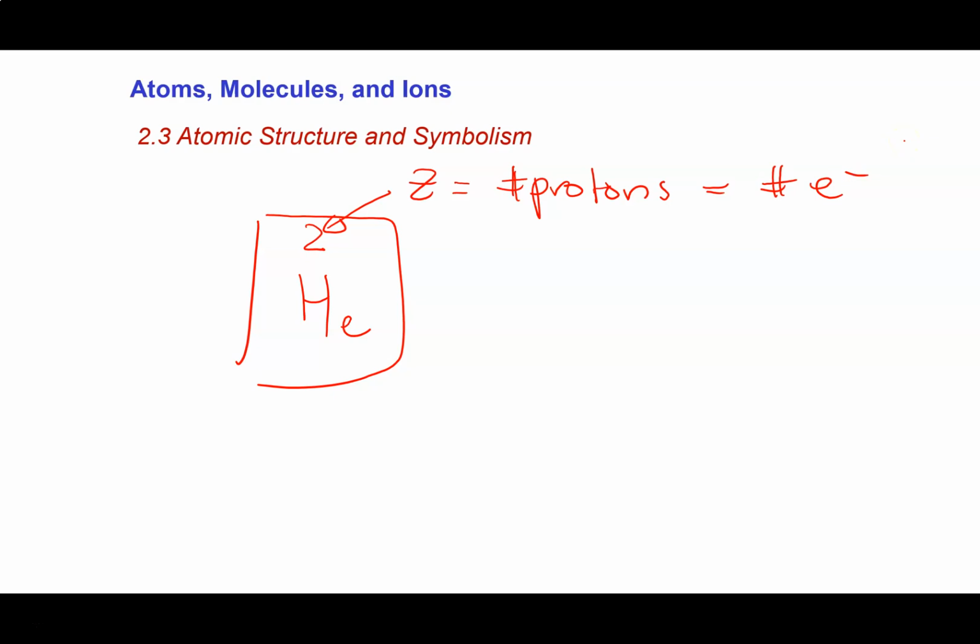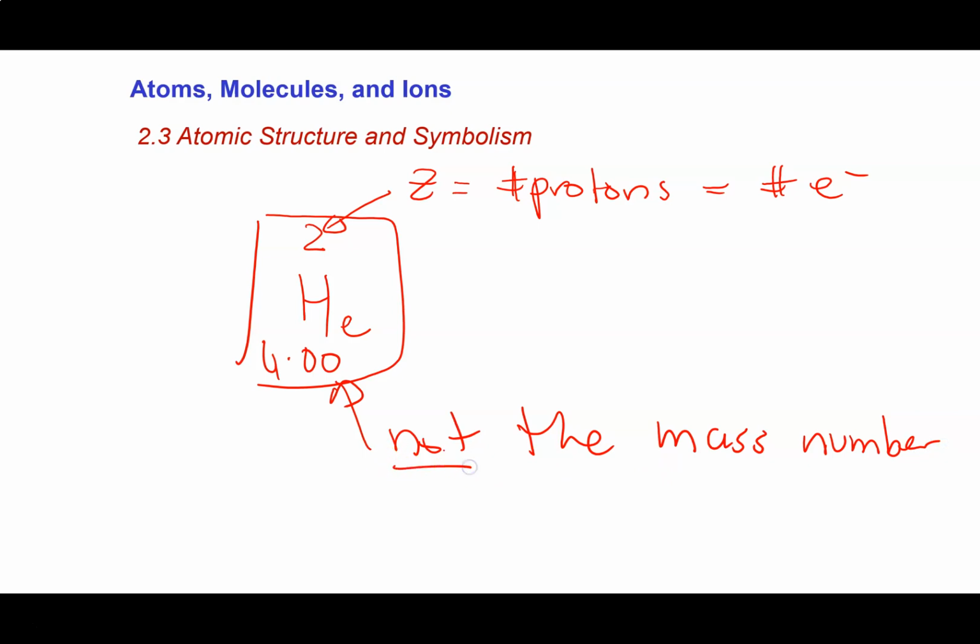Now, underneath the entry in the periodic table, there's a number that normally has 2 digits after the decimal point, and for helium that is 4.00. Now, I mentioned before that this is not the mass number. It's not the mass number. So the question becomes, what the heck is it? Well, it's often referred to as the atomic weight. And in this video, I'm going to explain what it is and how we calculate it.